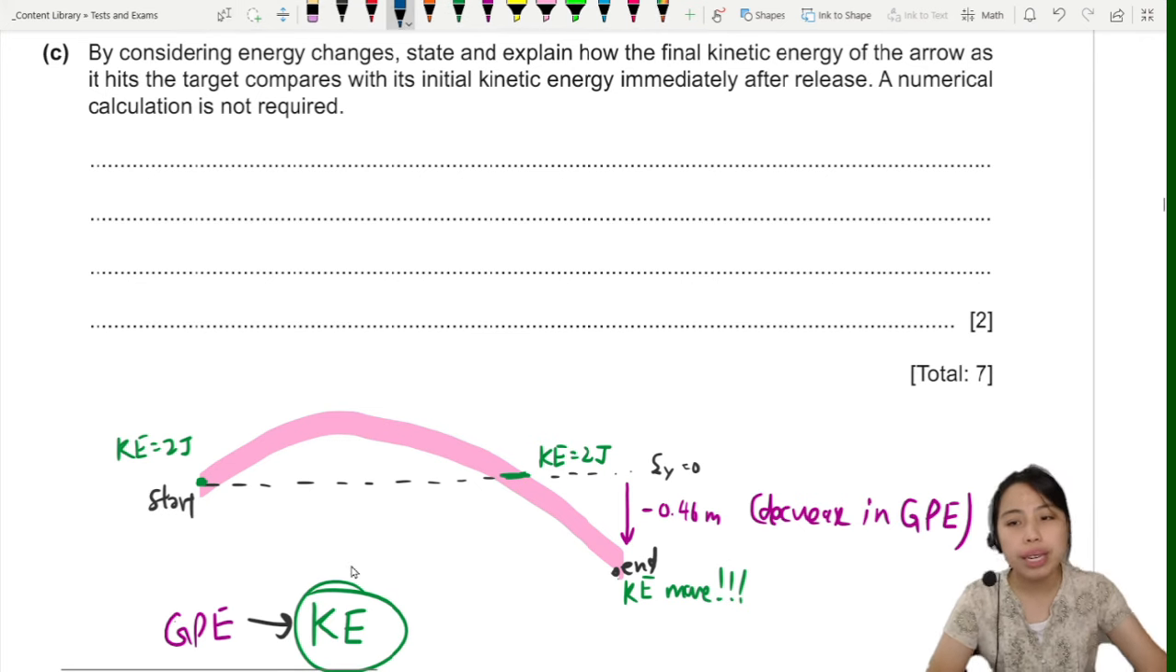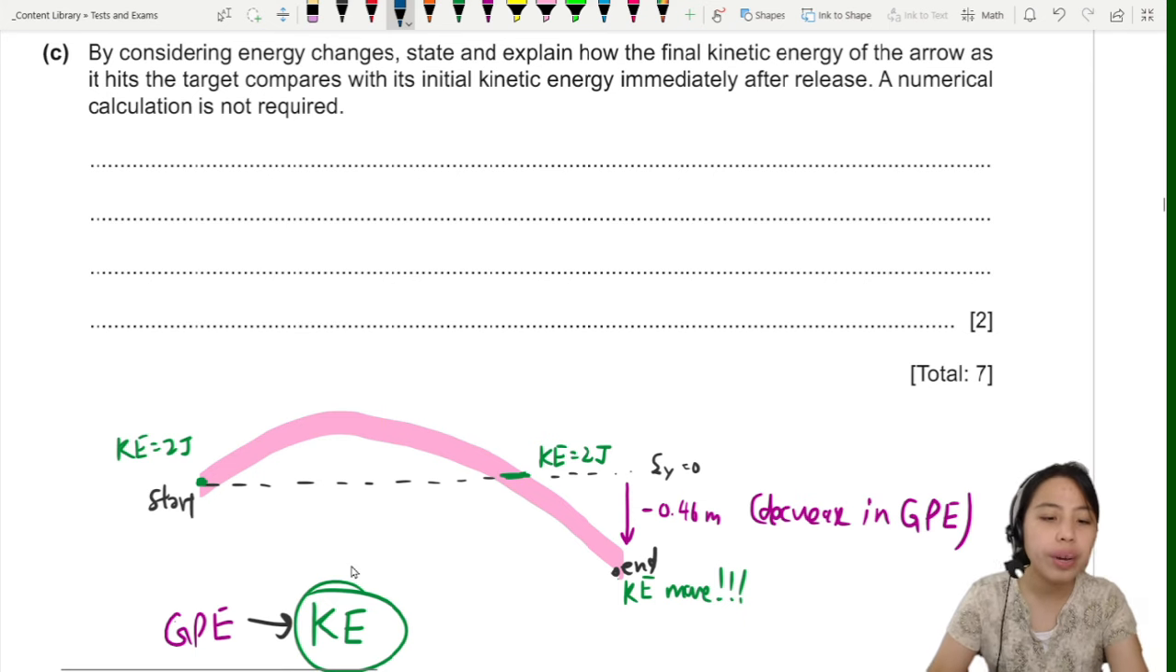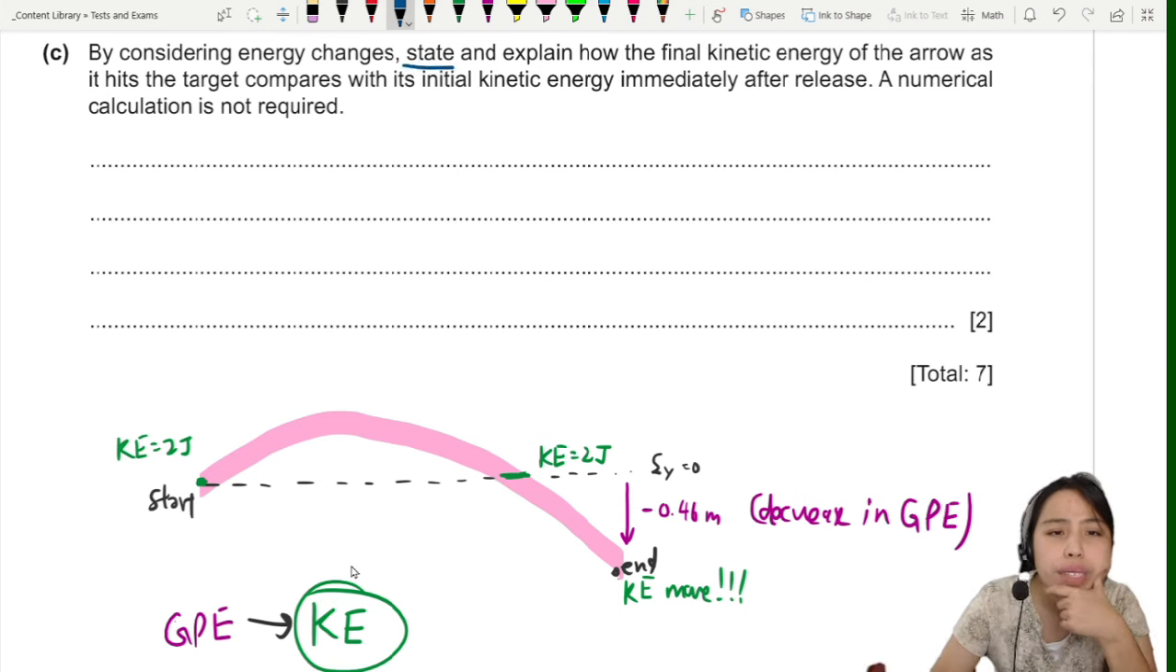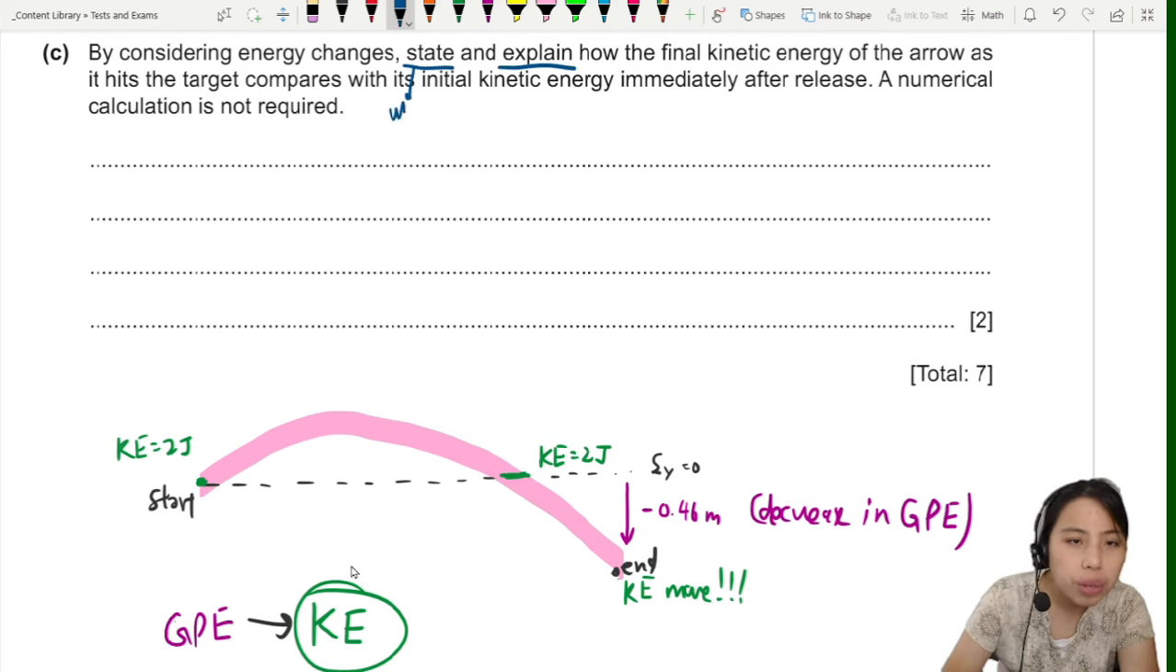So how do we explain in English for 2 marks? What do we need to do? State, explain. State, you say what? What's the answer? Explain what? How the final compares with initial? Bigger, smaller, larger? We say it's more. So we can say kinetic energy has increased.